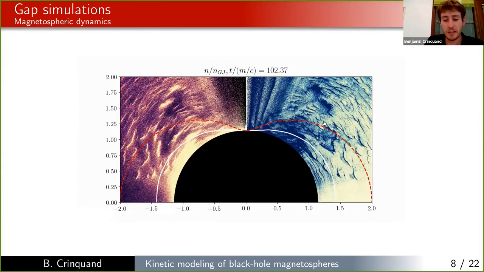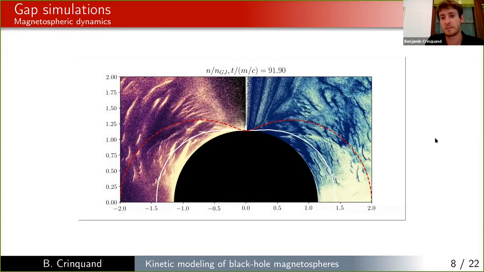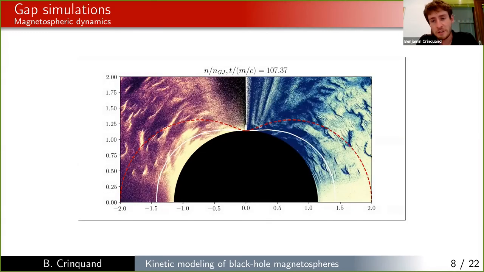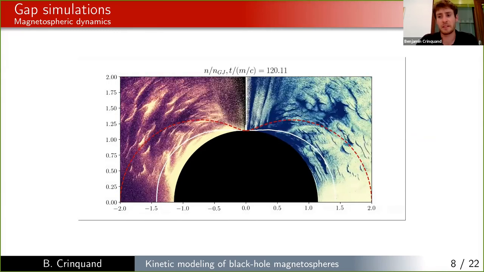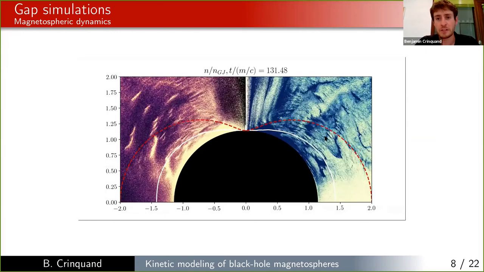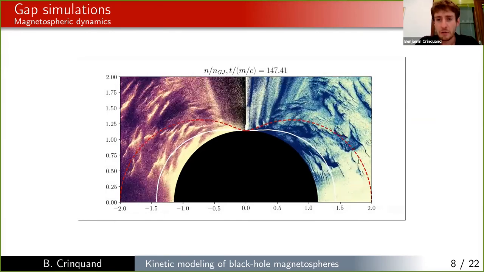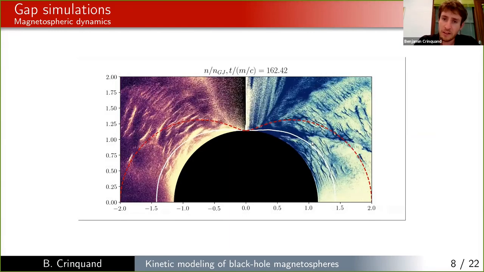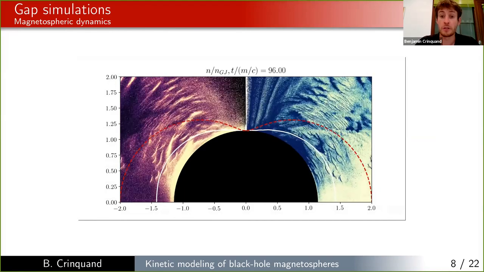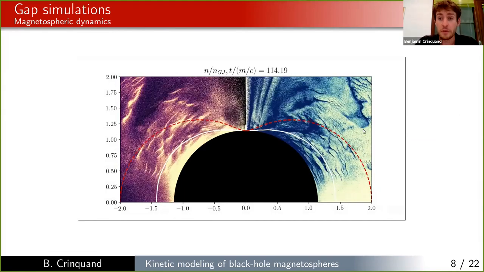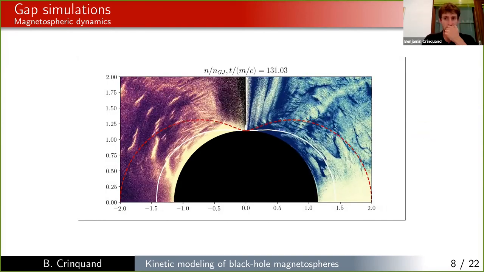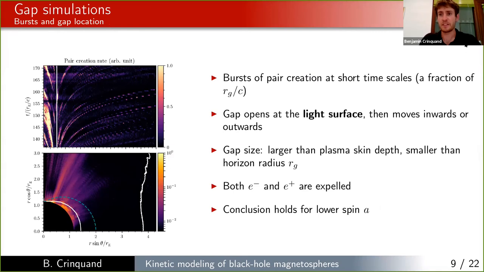So let's take a look at the dynamics of the magnetosphere. In this movie, on the right, we have plasma density, and on the left, photon density. You see that the pair creation process is extremely time-dependent. You have patches of plasma which are ejected into the magnetosphere, and these happen on a quite small scale. It seems like this white line, which denotes a surface called the inner light surface, is the separation surface of this flow. What we realized in the study was that this inner light surface is actually the separation surface of the flow, and that this is where the gap opens. The gap opens there, and then either flows inward or outward, and pair creation proceeds in these gaps.